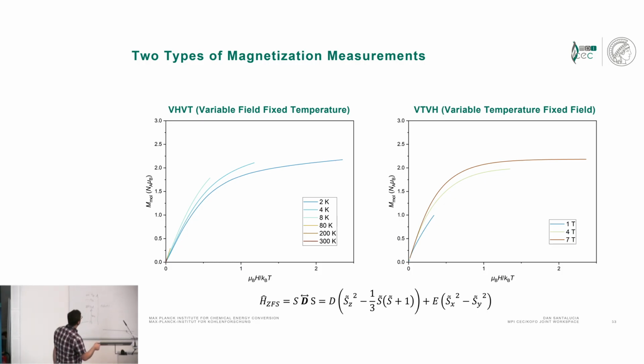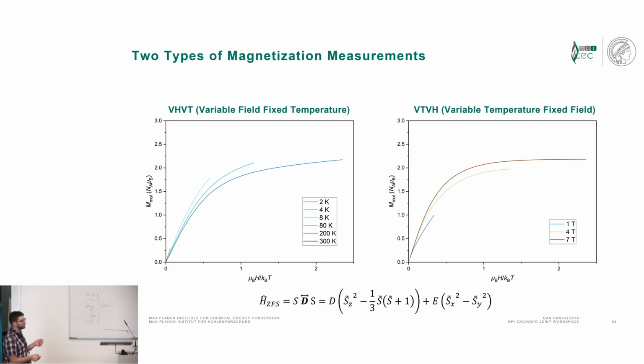You can do variable field fixed temperature, VH/VT, or variable temperature fixed field, VT/VH. And actually in Mülheim, we're usually doing this one. Before I came here and I was at Madison, we were doing this one. They give equivalent results. The only real advantage, I would say, of the VH/VT is if you have a really large zero field splitting. Keep in mind that most magnets can only go up to like 10 Tesla for a SQUID magnetometer, which is about 10 wave numbers.